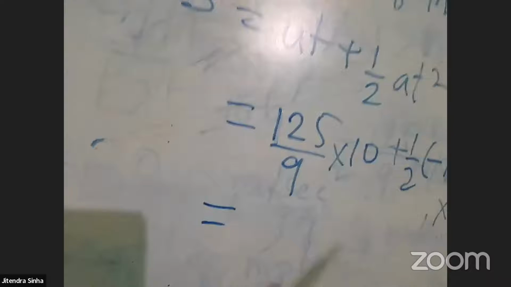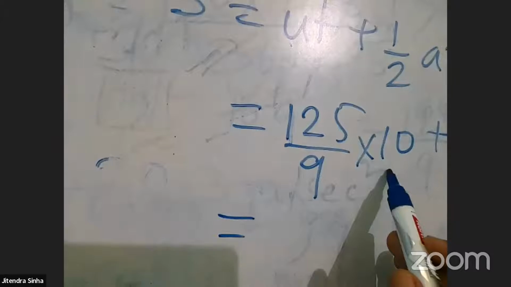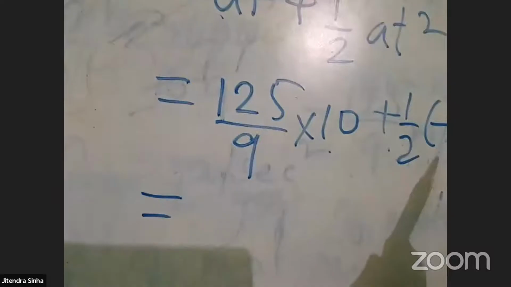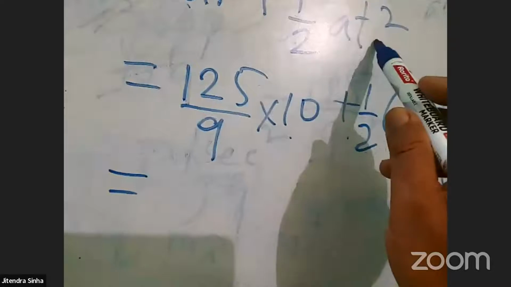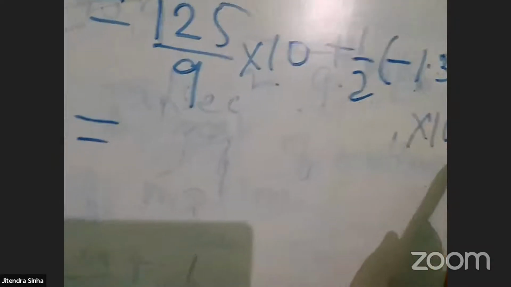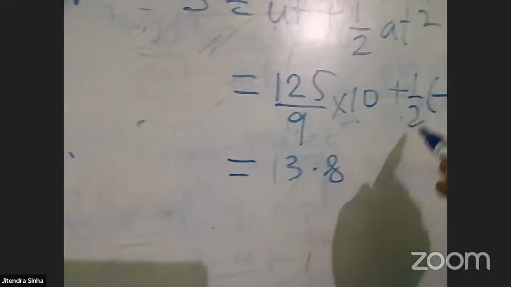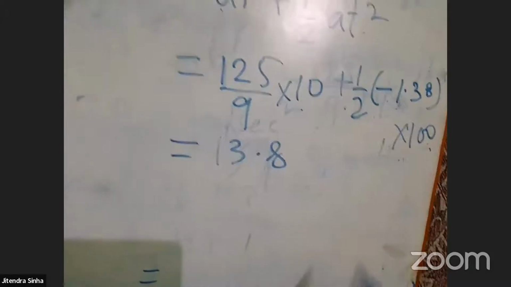देखो, दिस इज द वैल्यू. 125 by 9 क्या है? u का वैल्यू है, इनिशियल वेलोसिटी, टाइम गिवन 10 सेकेंड, प्लस हाफ, a का वैल्यू वी आर गेटिंग माइनस 1.38. और t मतलब 10, 10 का स्क्वायर मीन्स 100. सो यू गो ऑन कैलकुलेटिंग इट. 125 by 9, हाउ मच यू आर गेटिंग? Sir, 13.8. 13.8. Then out of this 138 into how much you are getting here?